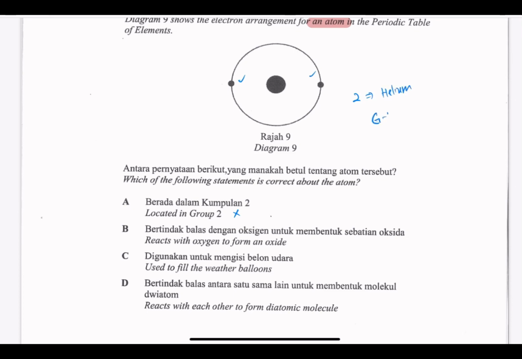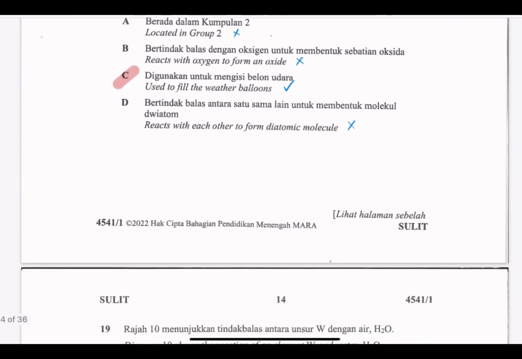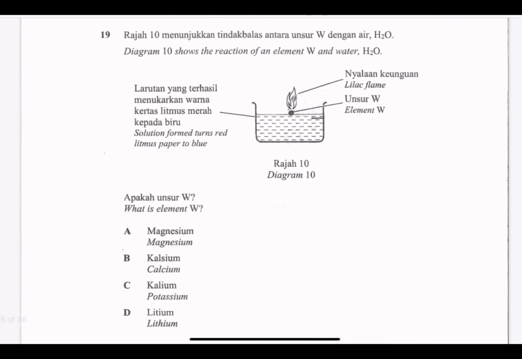It is group 18, the noble gases. React with oxygen? No. They are inert gases used to fill the weather balloon. Yes, can be. Don't react with others to form diatomic molecules? Incorrect. They are monoatomic. So C. Helium is used to fill the weather balloon instead of hydrogen.